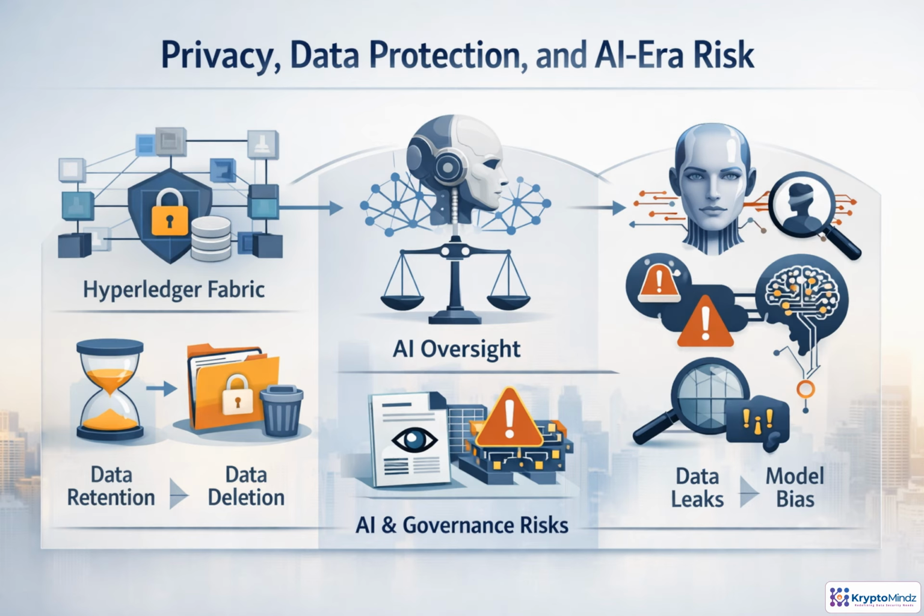In Hyperledger Fabric, privacy is more than a compliance checkbox. Every architecture choice affects what data is exposed, retained, deleted, and audited. Add AI into the picture, and the risks expand from leakage to bias. That means governance has to be built in from the start.